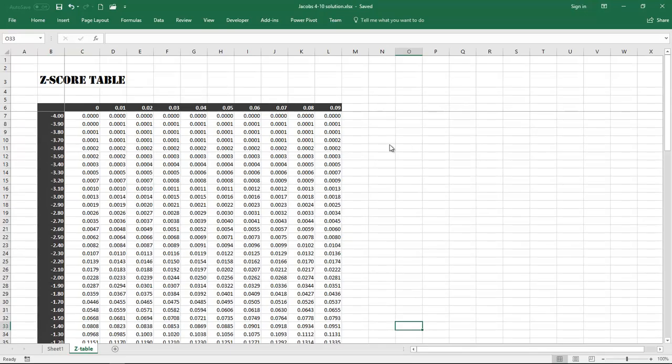If we come over to the z-score table, I created this in Excel. There's a formula in here. If I click one of these cells, you can see that I used the NORM.S.DIST function, the normal distribution function, and you can take some value in there and it will return to you the probability.